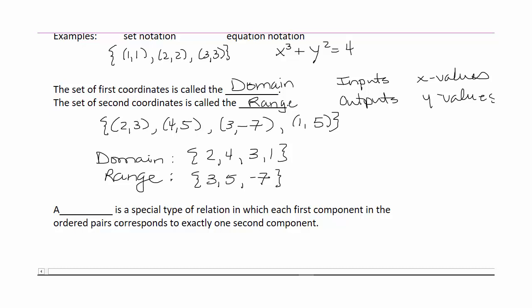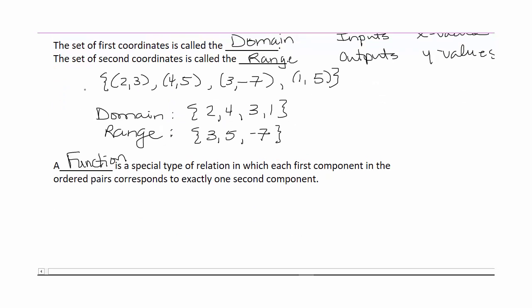And now we also need to know that in algebra and business calculus and pre-calculus and calculus, if you go either of those routes, most of the relations that we'll work with are actually a special kind called a function. A function is a special type of relation in which each first component in the ordered pair corresponds to exactly one second component. So let's see if this relation that I just jotted down up here satisfies the condition for being a function.